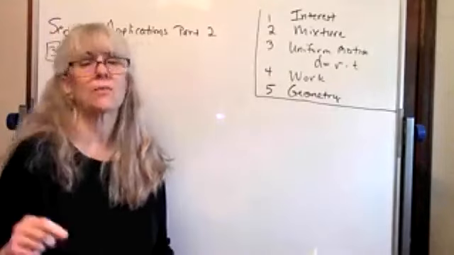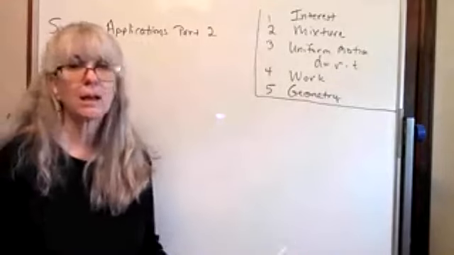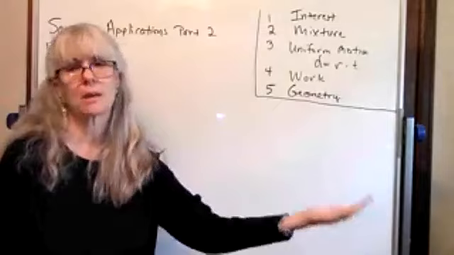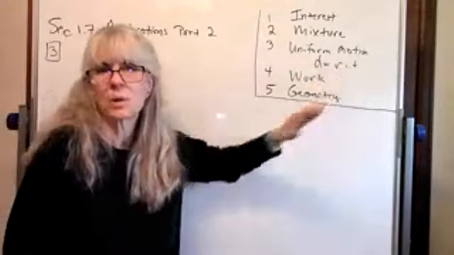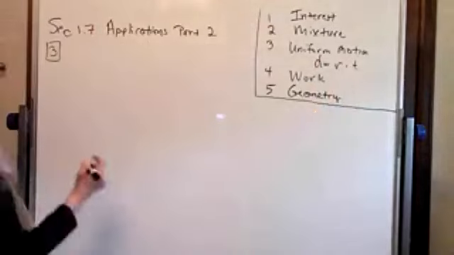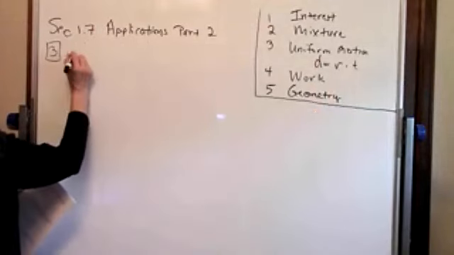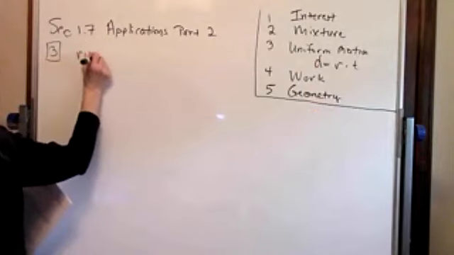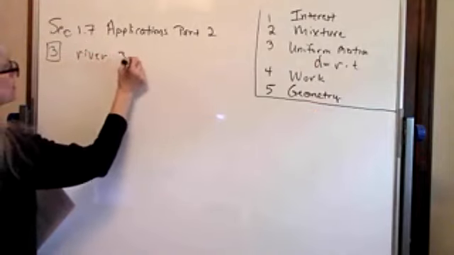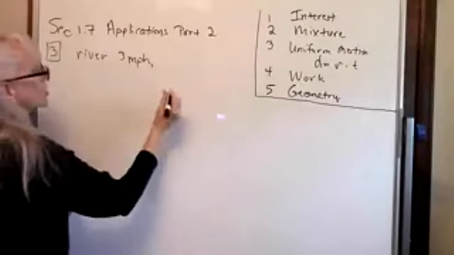Okay, so I look at that. The first thing to notice is to classify it. I've got something going upstream and something coming downstream. That's what makes it a uniform motion problem, and we're going to use this distance equals rate times time formula. We're going to note right off the bat that the speed of the current, the river, is 3 miles an hour. What we're looking for is the speed of the boat.